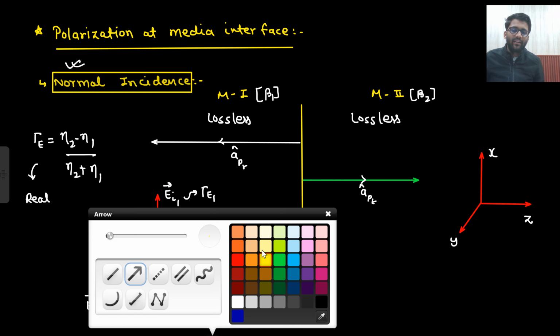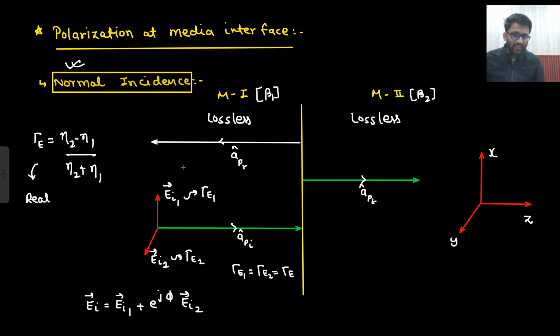How will the reflected electric field look like? This was the incident one. So this was dancing in plus x, now it will dance in minus x.